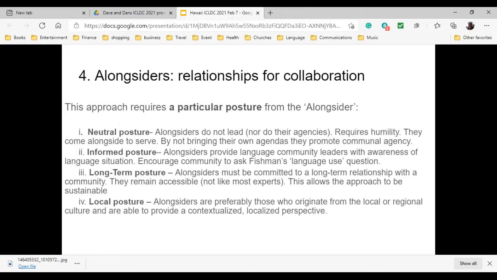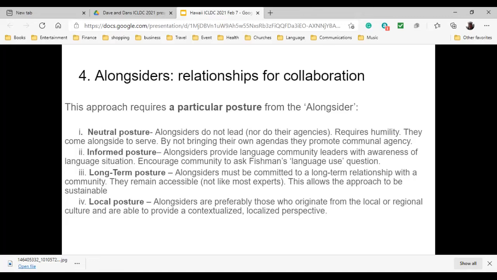Alongsiders are not those who lead the process, nor do their agencies lead the process. It requires humility. It requires those who want to come alongside and serve. And by not bringing their own agendas, that's how a community agency is promoted. It also requires an informed posture. They are trained, and they're trained also how to deliver that information about sociolinguistic principles to the community leaders so that they will be informed.